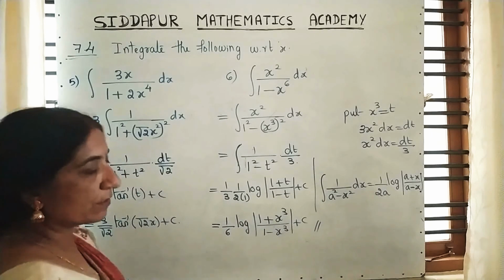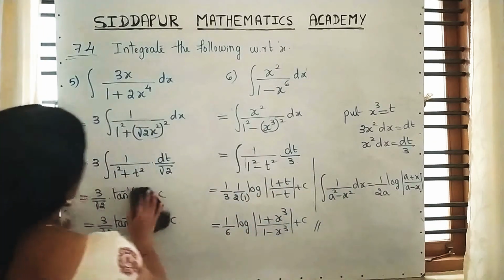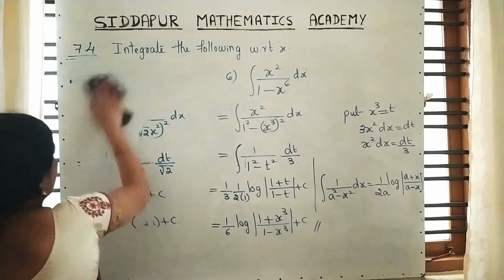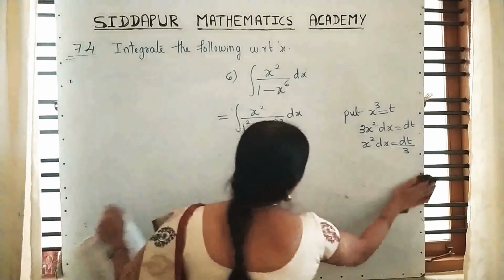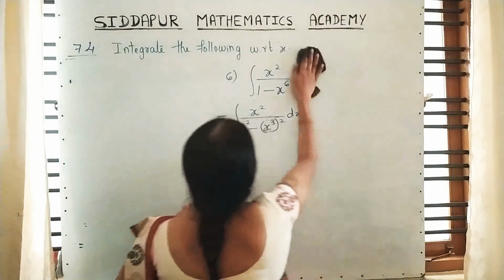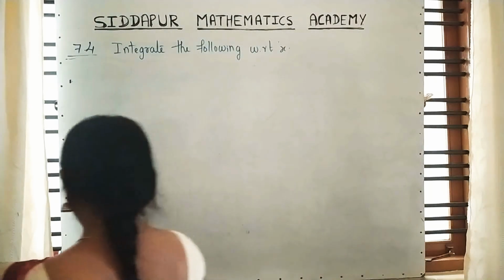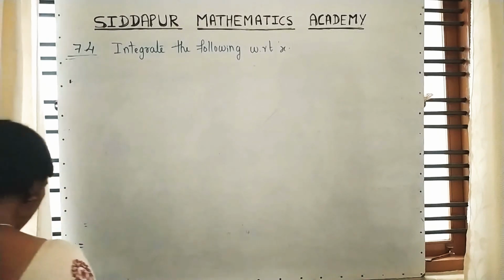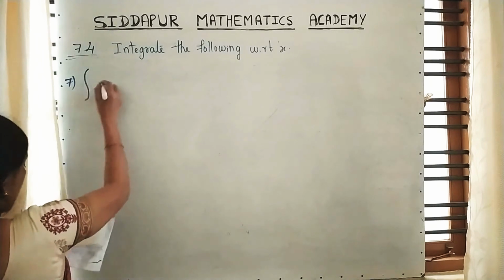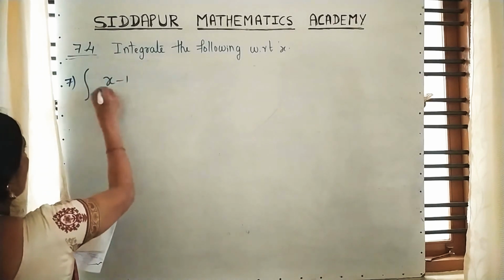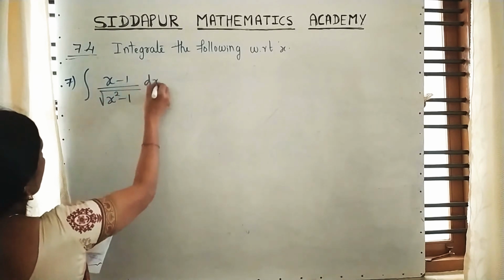See, are the sums very simple or what? Yes, the sums are very simple. Moving to the next question, that is question number 7. It is a little bit interesting. Please mark that. X minus 1 upon root of x square minus 1 into dx.